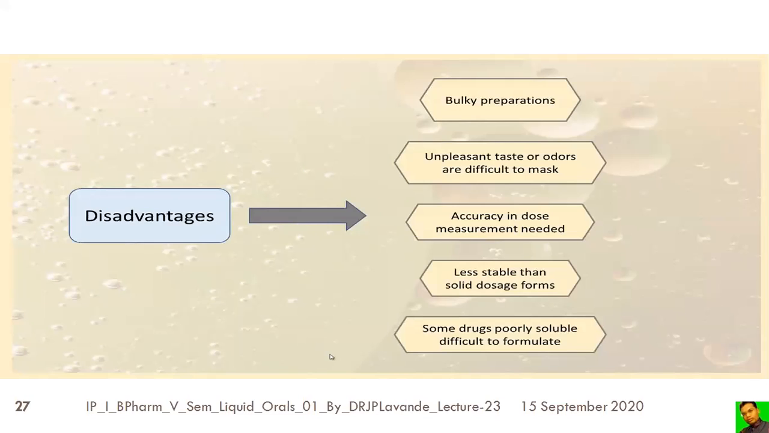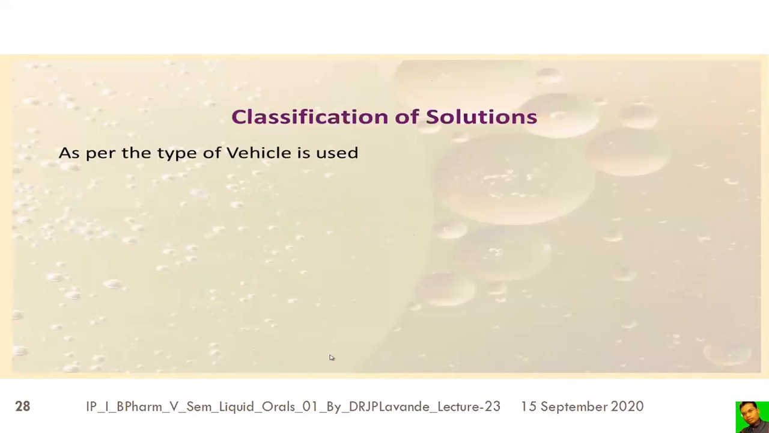Some drugs are poorly soluble and therefore difficult to formulate. Let's say, for example, a drug that is practically insoluble or insoluble or slightly soluble or very slightly soluble. In such a case, it is very difficult to go with the preparation of the liquid dosage form. So the better option is to have the solid dosage form.